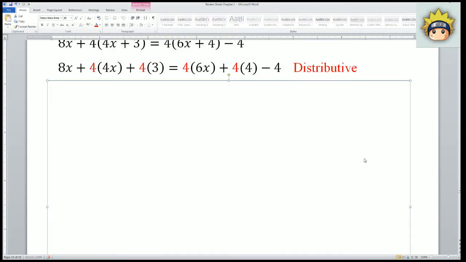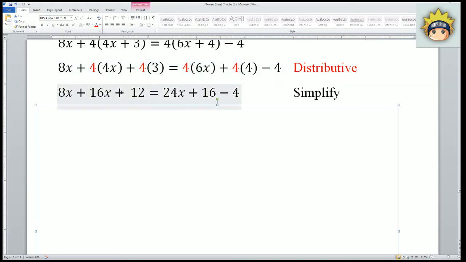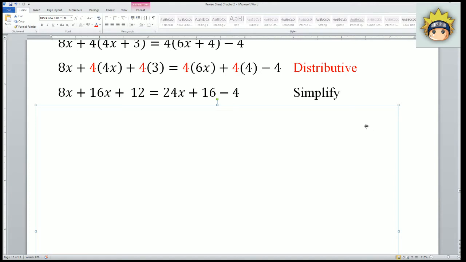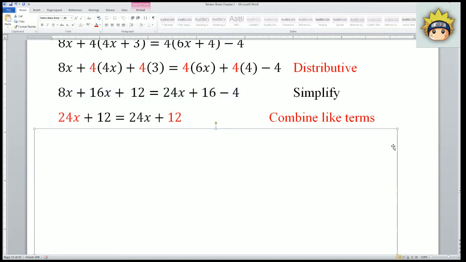After that, do some simplification. 4 times 4x is 16x. 4 times 3 is 12. 4 times 6x here is 24x, and 4 times 4 here is 16. I see some like terms on both sides, so on the left hand side, 8x plus 16x becomes this 24x. I see 16 minus 4 becomes my 12. Okay, now I'm going to combine like terms.